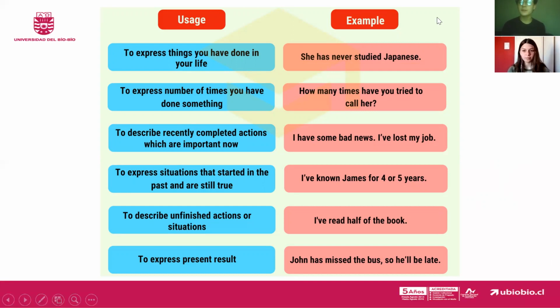I read half of the book. In this case, he has read the first half of the book, and he's going to read the next part. And the last one is to express present result. For example, John has missed the bus, so he'll be late. In this case, it's something that has just happened, as explained before. So it's a recent action.